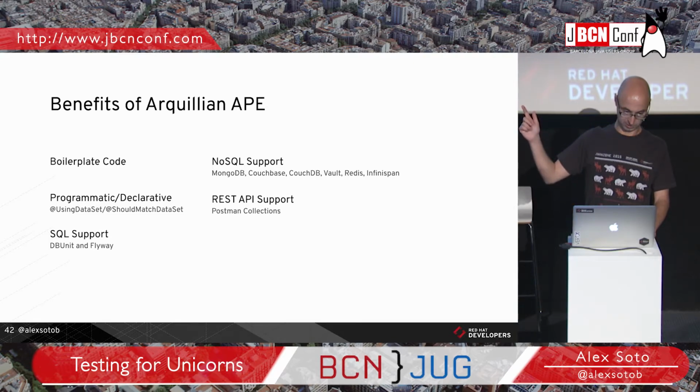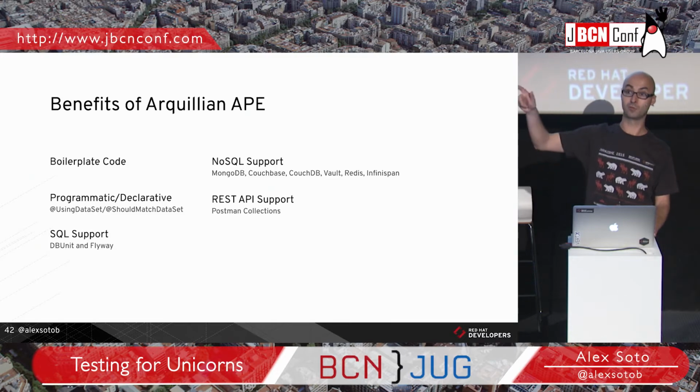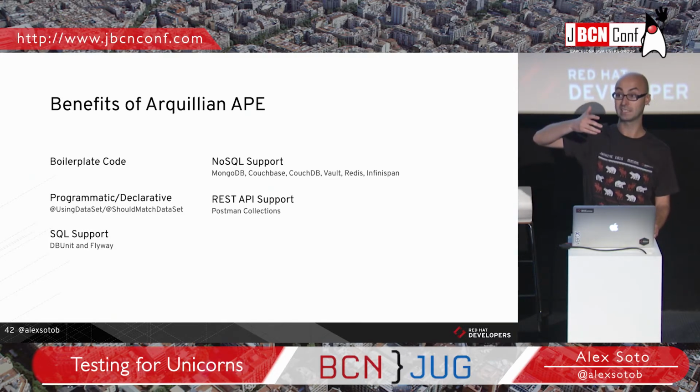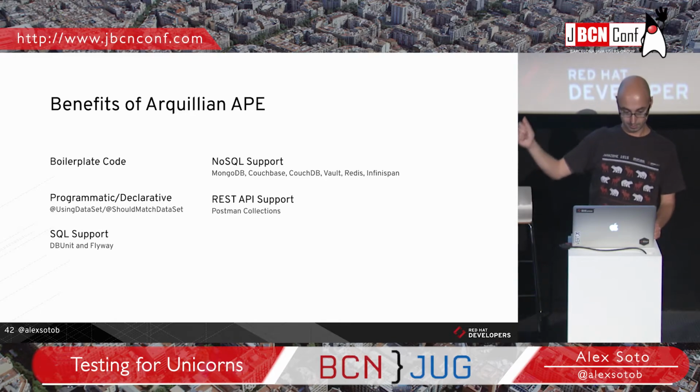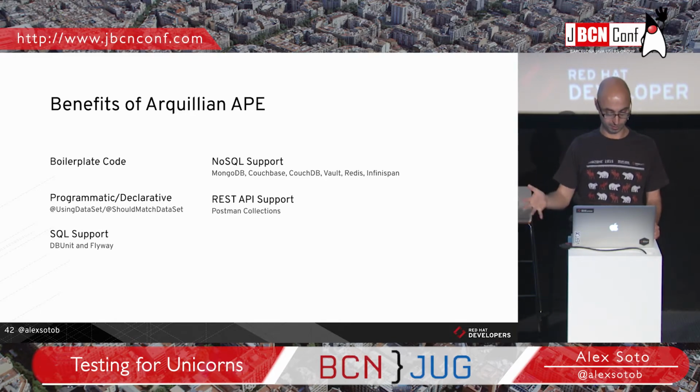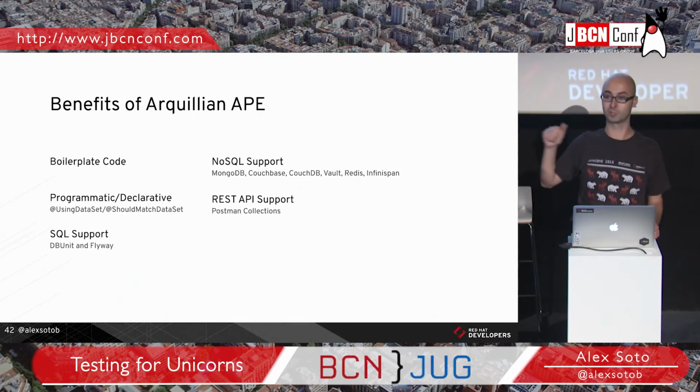It has support for SQL, for DBUnit and Flyway. So in the same way that you populate something with DBUnit, you can use Flyway to populate the schema of your database. Also support for NoSQL databases like MongoDB, Couchbase, CouchDB, Bolt, Redis, and Infinispan, and even REST API support using Postman collections.